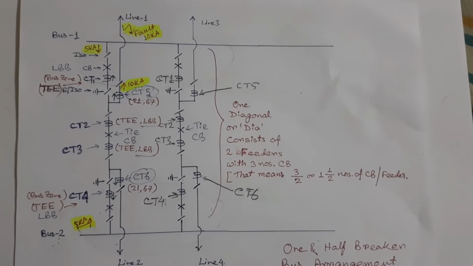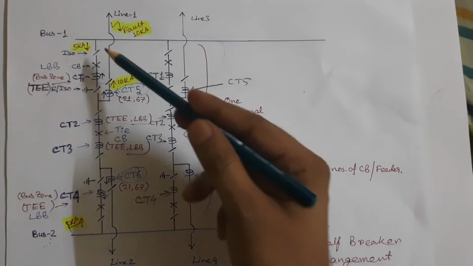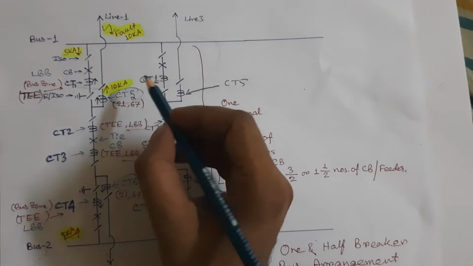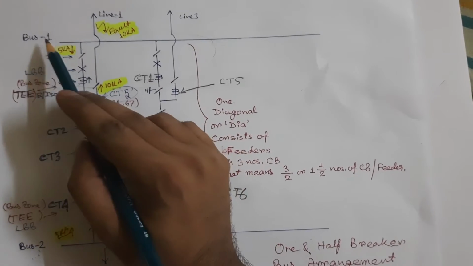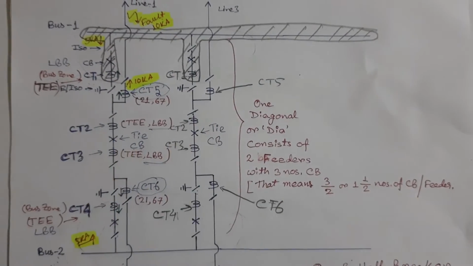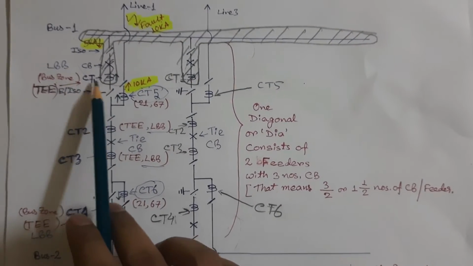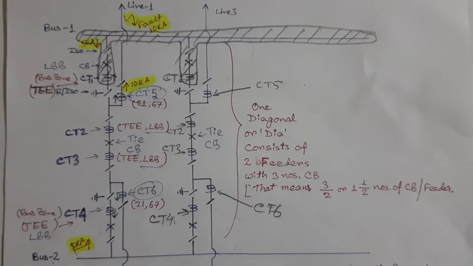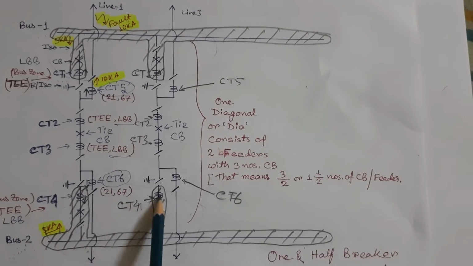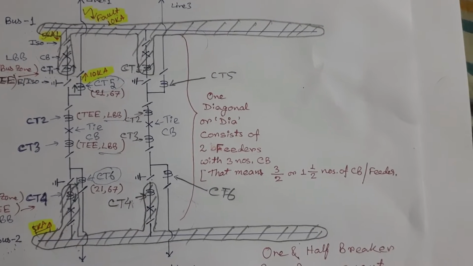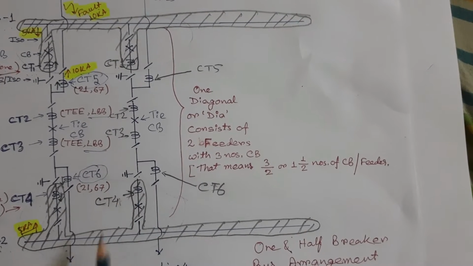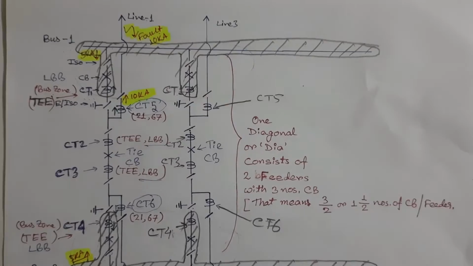In 1.5 breaker scheme, there are 6 CTs per diagonal and CT1 of each diagonal is responsible for bus zone 1 protection, and this shaded zone of this substation is protected by CT1 of different diagonals. Similarly, CT4 of different diagonals are responsible for bus zone 2 protection, and this shaded portion is protected by CT4.